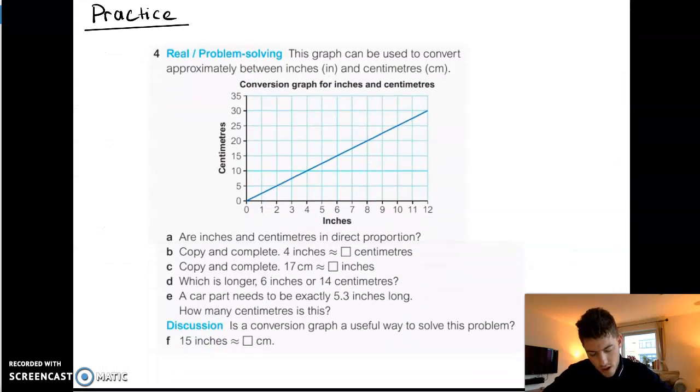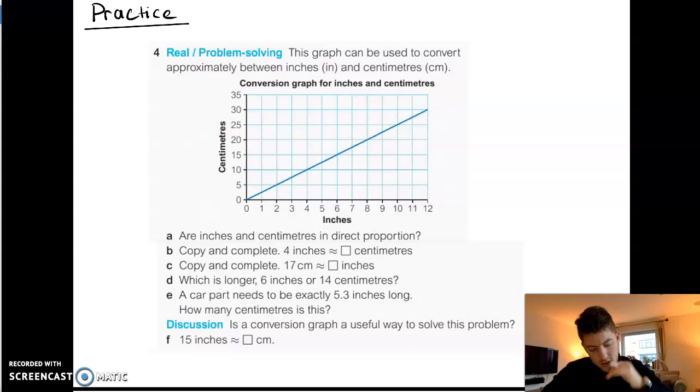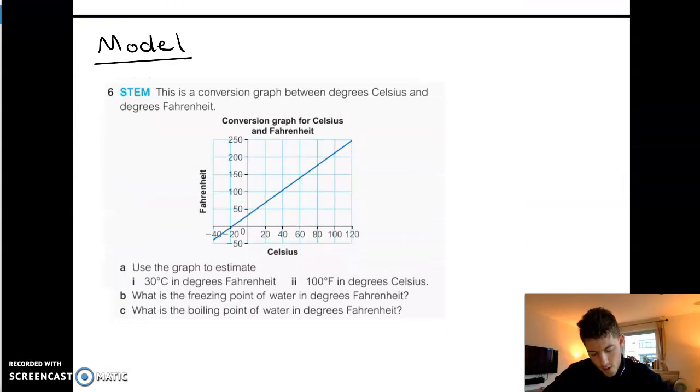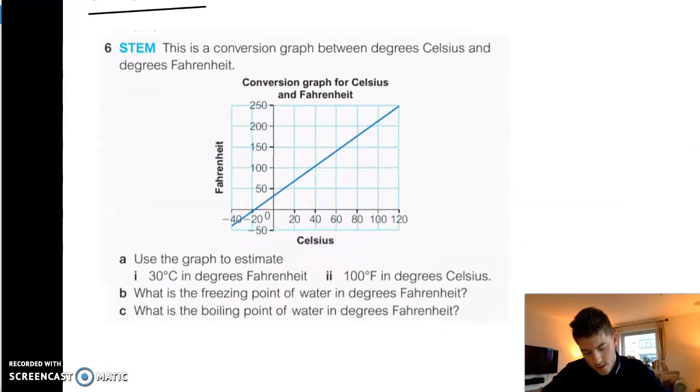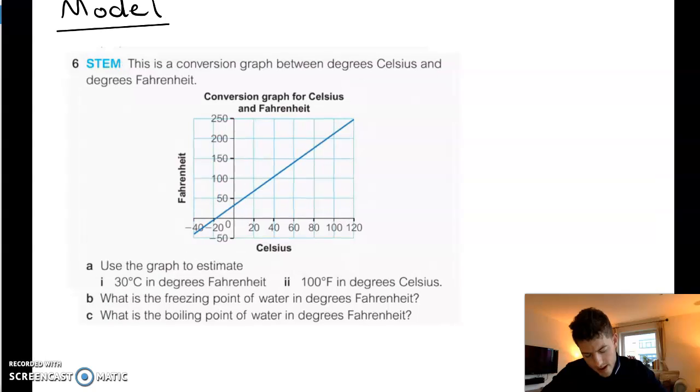Next, got to practice questions. I want you just to copy this in your book and answer the questions. Pretty straightforward. One last model. You're going to watch this and copy it down.